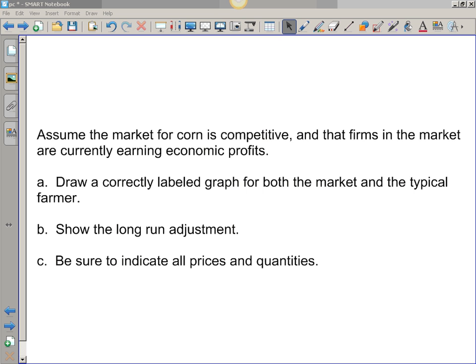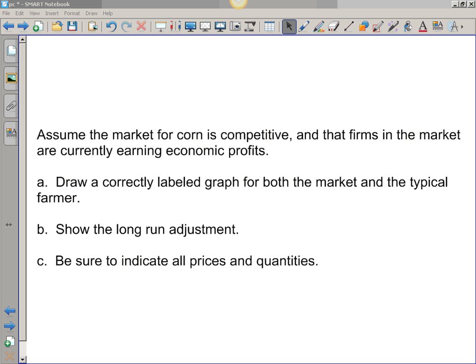So it says, assume the market for corn is competitive, and that firms in the market are currently earning economic profits. So now you have to A, draw a correctly labeled graph for both the market and the typical farmer, B, show the long run adjustment, and C, show all the prices or quantities. And I'll add in another one on that, which is show profit and loss.